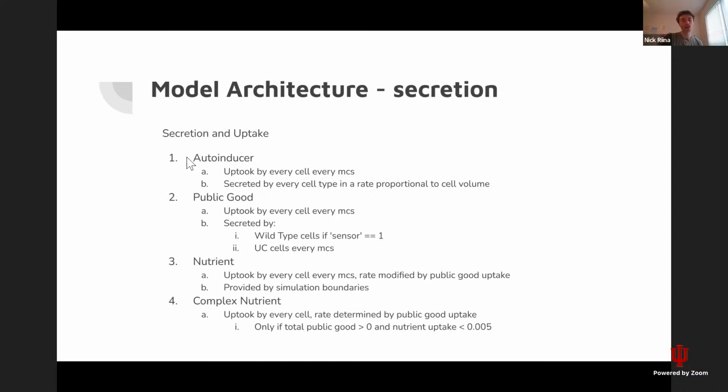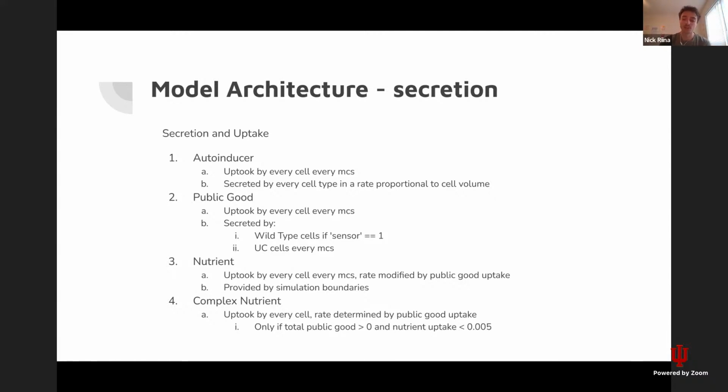Secretion. Autoinducer is secreted by every cell, every MCS. This was definitely our variable for measuring population density. The public good was secreted by sensor positive cells, so all the unconditional cooperators, and then the wild type that are turned on. The nutrient is provided by the simulation boundaries, also in the initial conditions, it was present in the whole lattice, and then the complex nutrient is uptaken by every cell, but only ones that have this public good uptake that comes from quorum sensing.